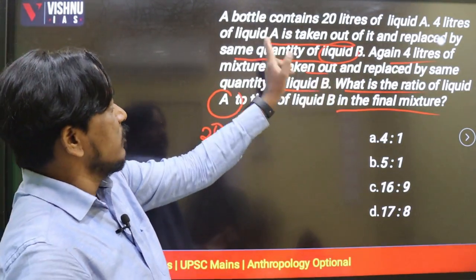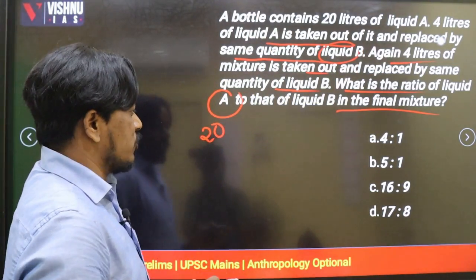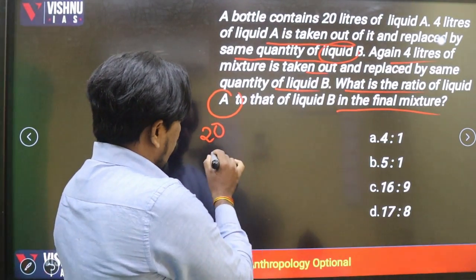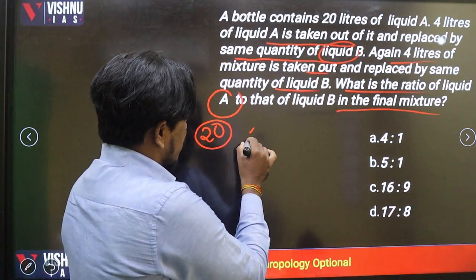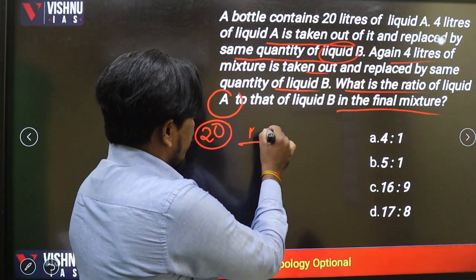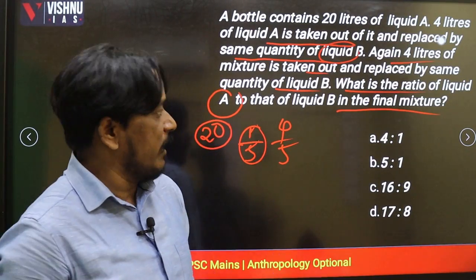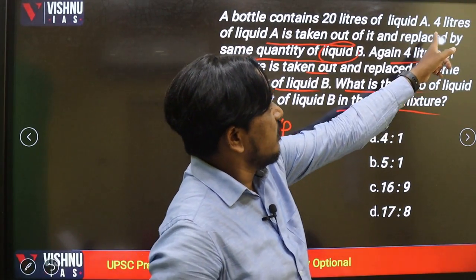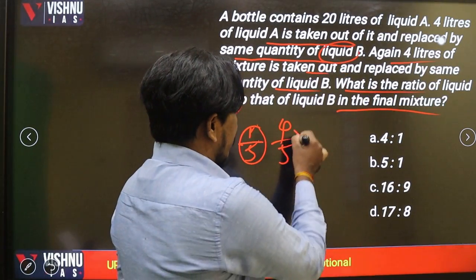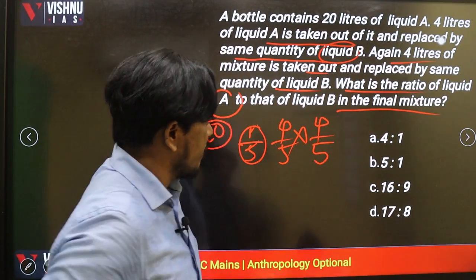So first, what we are doing: the 4 liters of liquid we are removing out of this particular 20. So what we can take here is 4 by 5 times, and the remainder, how much will we get? If 1 by 5 times is removed, then 4 by 5 times remains. Clear? Now the second time also we are doing the same thing. For successive times, we generally take multiplication.